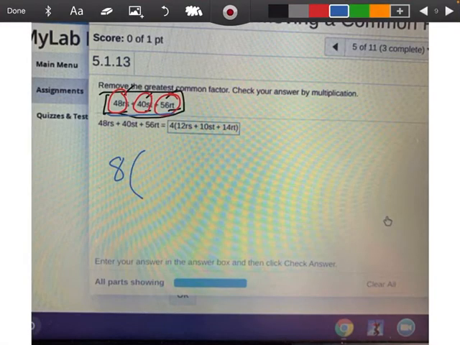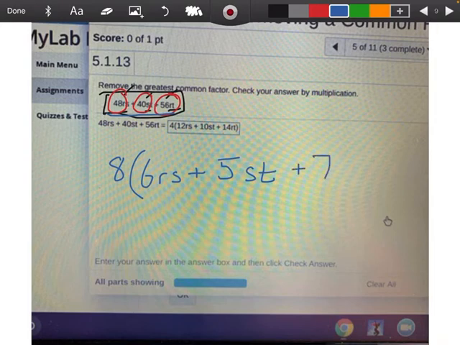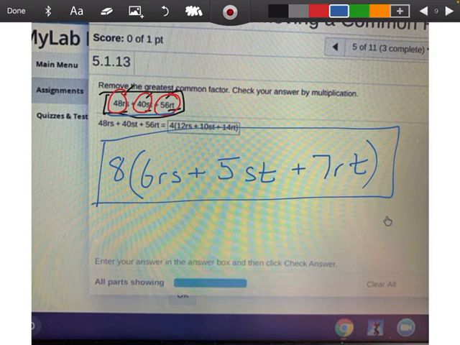So if I take an 8 out, 8 goes into 48 6 times, and there's still an R and an S. 8 goes into 40 5 times, and there's still the S and the T, and 8 goes into 56 7 times, and there's still the R and the T. And here's going to be my answer, right?